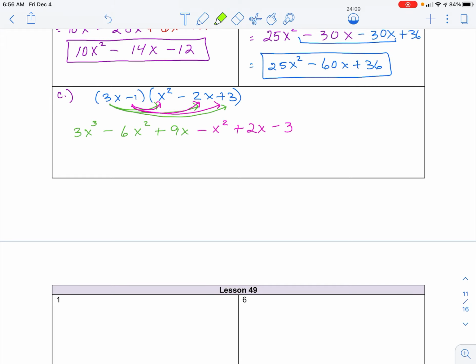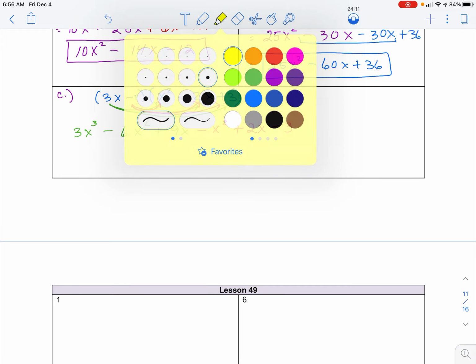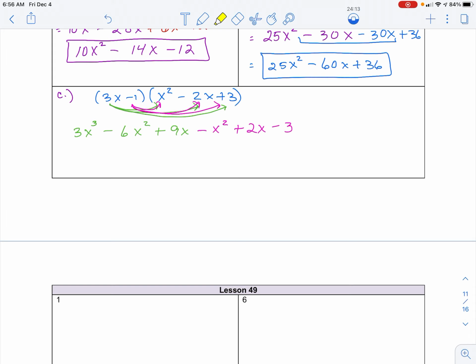So let's see what I have that I can put together. I'll use yellow to indicate those. I have a negative 6x squared and a negative x squared. I'm going to go ahead and start writing down what the final answer is going to be. So I have 3x cubed. I put these terms right here together, and I have a negative 7x squared because it's negative 6 plus, there's like a negative 1 here, right? Negative 6 and a negative 1 is negative 7. The term is an x squared term.